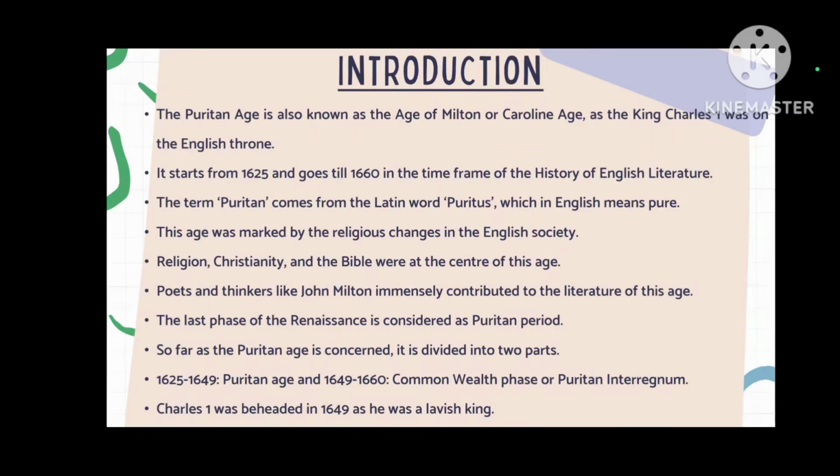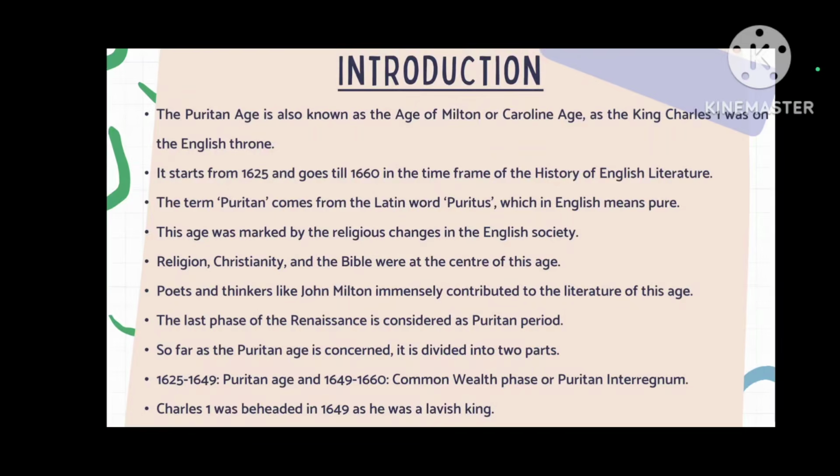Now when we talk about the Puritan period, the time frame can be divided into two parts, from 1625 to 1649. We can call it the Puritan age. This period began in 1625, when Charles the First was on the English throne, and he remained on the throne till 1649. So this particular period is known as the Puritan period, and from 1649 to 1660, this phase is known as the Commonwealth period or Puritan interim, because in 1649 Charles the First was beheaded.